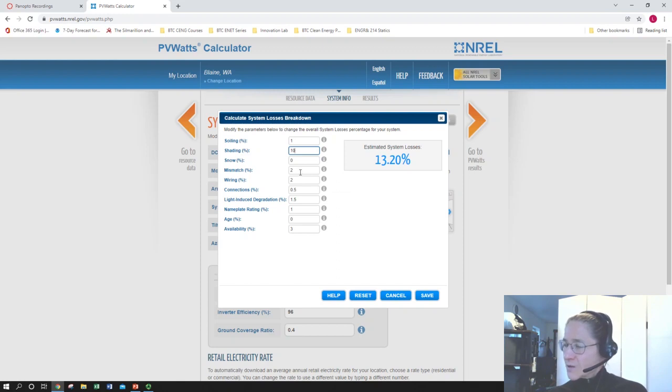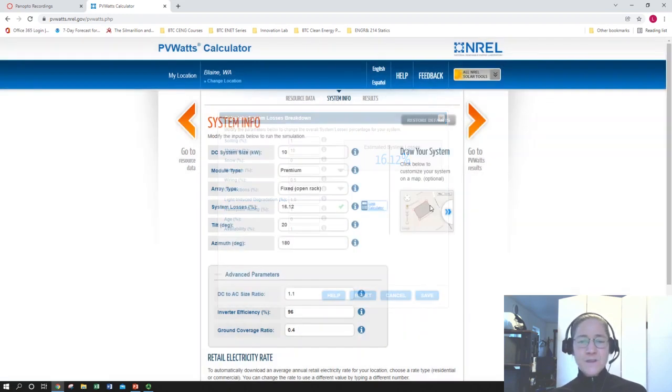They're going to end up enduring the same mismatch. They're going to opt for some very large conductors to minimize their wiring losses. They're going to go for a panel with less light-induced degradation, and they're not going to be taking the system offline very often during that critical winter generation time. So we have fewer estimated system losses, and a lot of that is coming from the 10% versus the 15% shading.